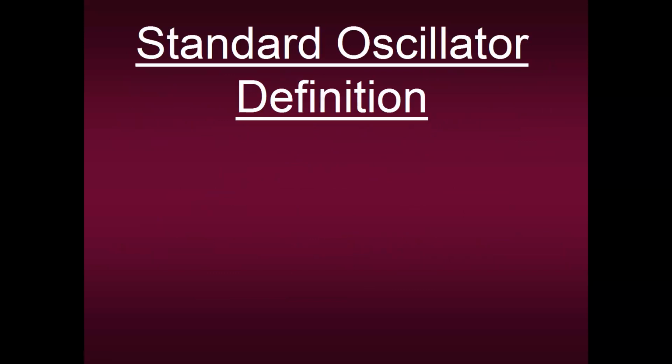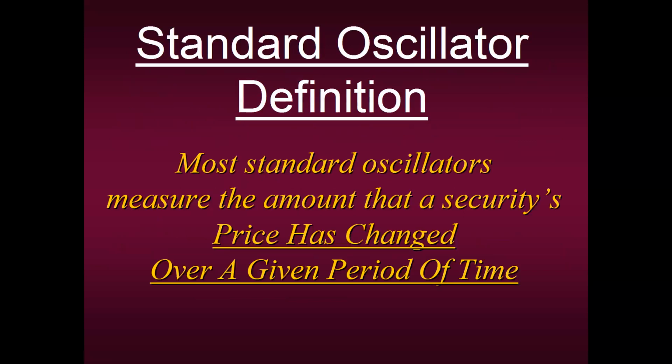This is the way most oscillators are built. This is their format. Most standard oscillators measure the amount that a security's price has changed over a given period of time. So basically, what they're looking for is a closing price of a security, and then they measure it based on the parameters of the oscillator to come up with a plot, to come up with the last digit, okay? And that's the standard definition of the way most oscillators are based. And each one has a different format, different requirements, but pretty much the same basic premise.